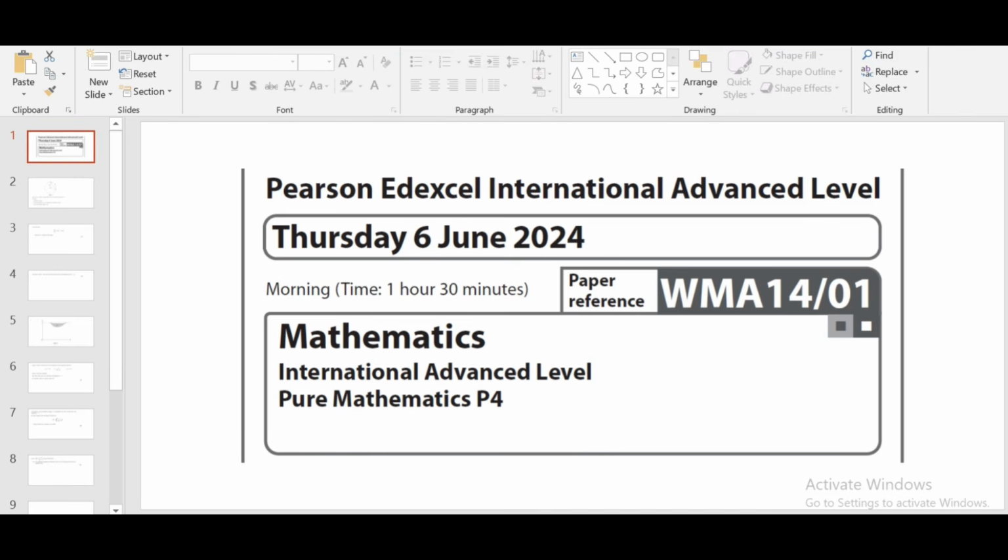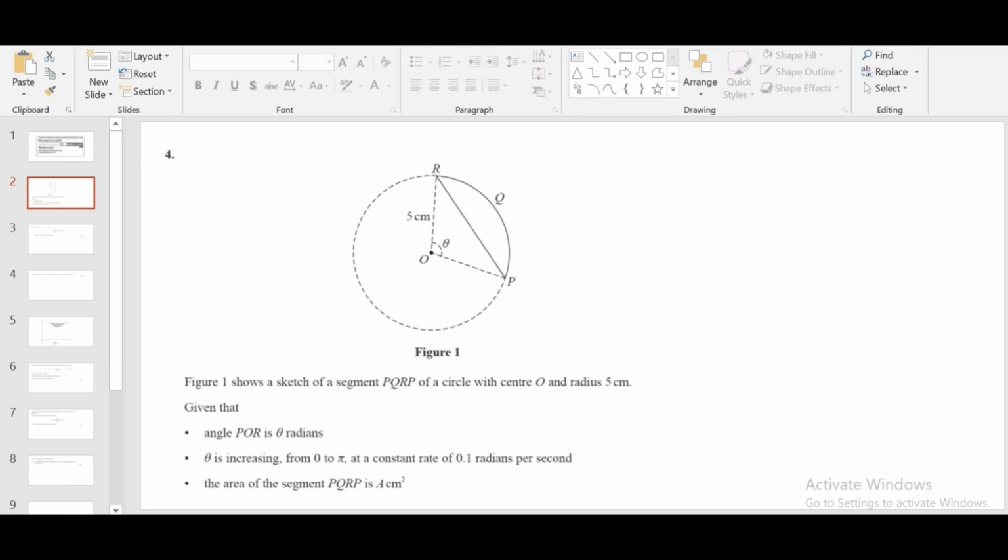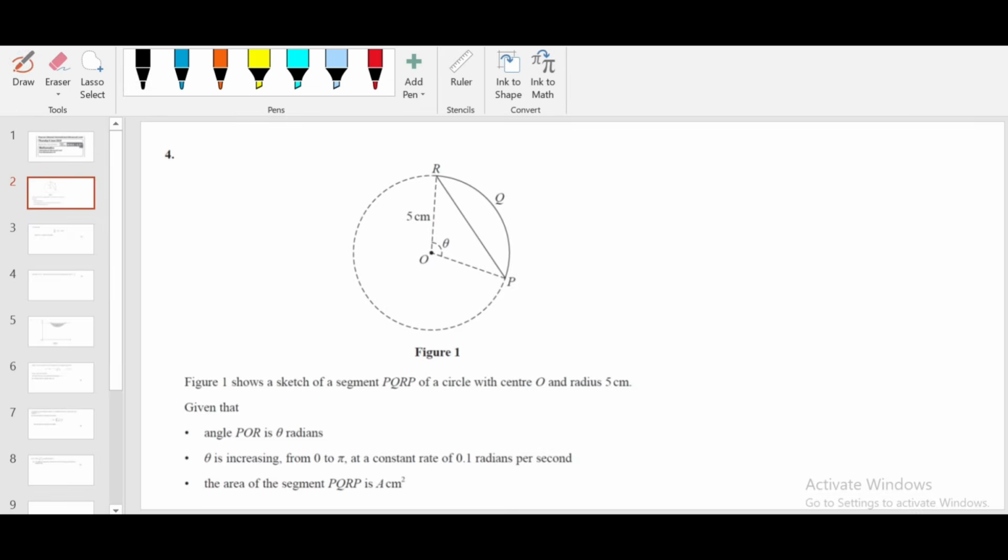Here we are solving Pure Math 4 May-June 2024 paper. In part 1 of the video we have completed question number 1 to 3. Let's look at question number 4.